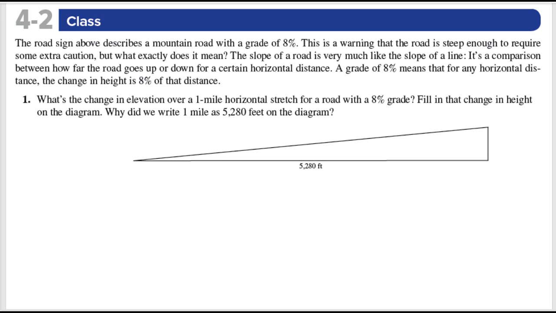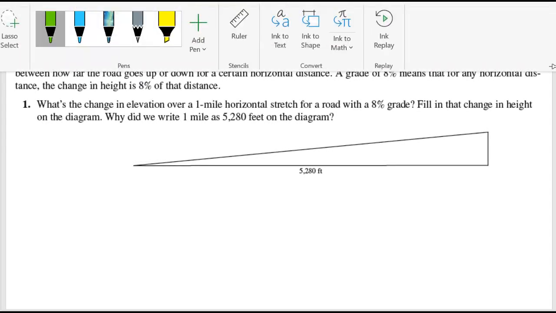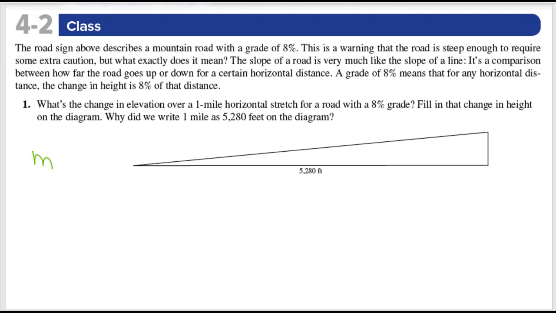Okay, so change in elevation over 1 mile if it's an 8% grade. So that tells me my slope equals 8% times 100, 0.08. So my rise over my run, we haven't really talked about that. A lot of times we call the change in y the rise. Y2 minus y1 is the rise.